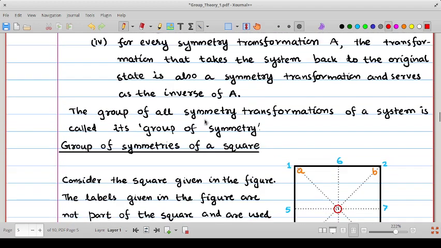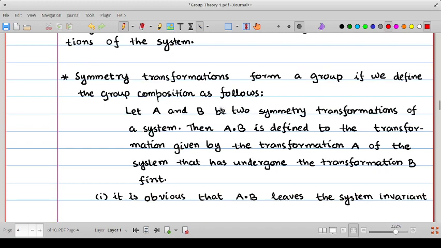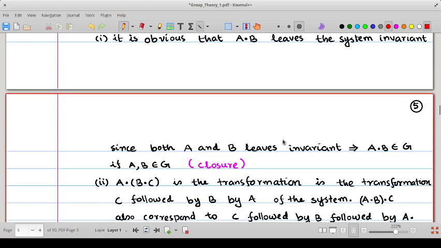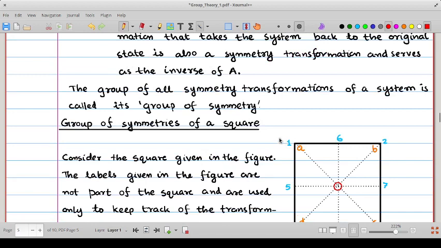Now we see that the set of all symmetry transformations under the group composition law we have described here forms a group. And the group of all symmetry transformations of the system is called the group of symmetry of the system, or the symmetry group of the system.